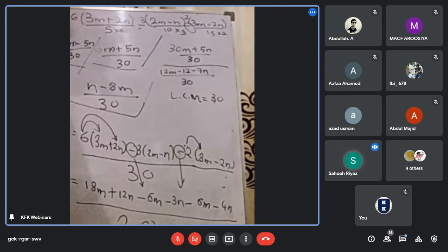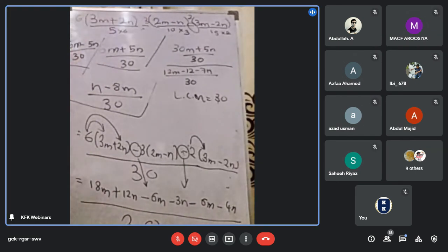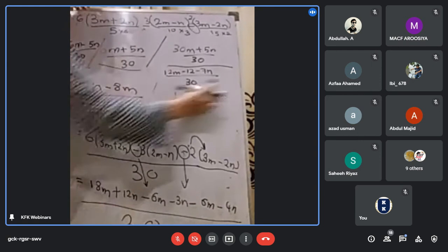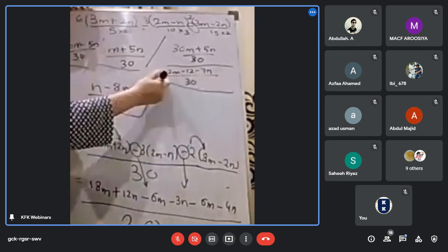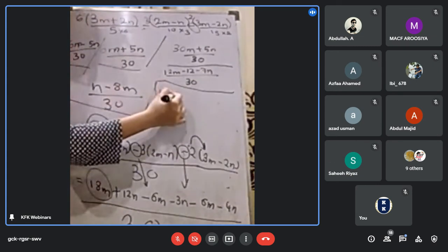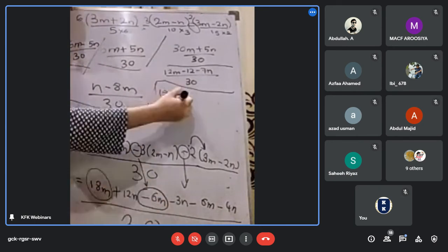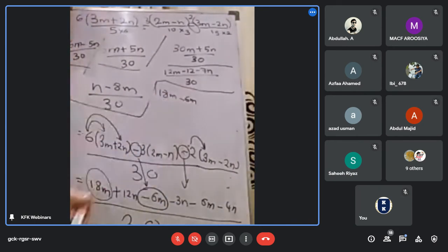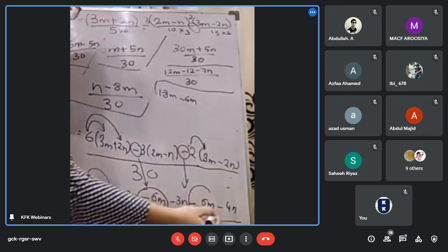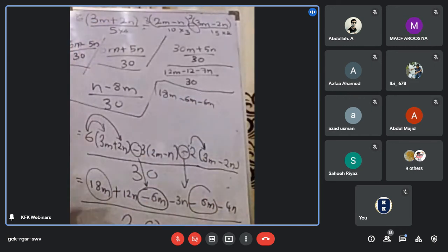Yes. Okay. Now, look here. Now what we'll be doing is we will be taking the common. First, we'll take the m. There is an 18m. We'll write that down. 18m. Then there is a minus 6m. Then again there is a minus 6m. Okay. Now tell me, how will you solve?